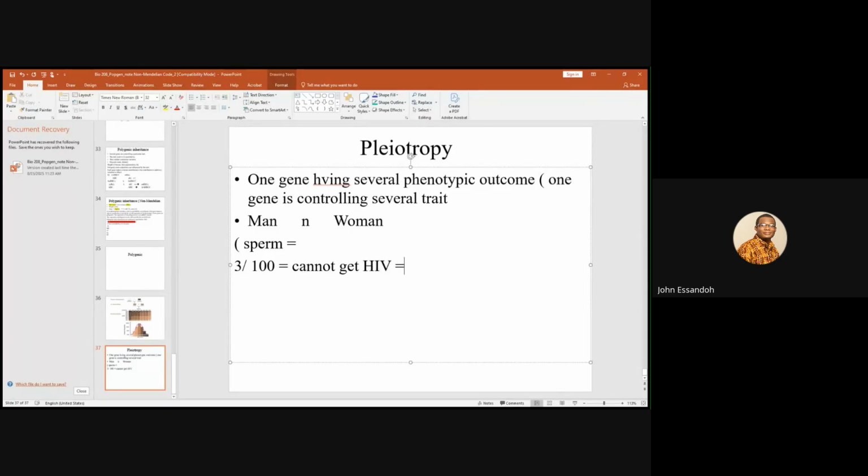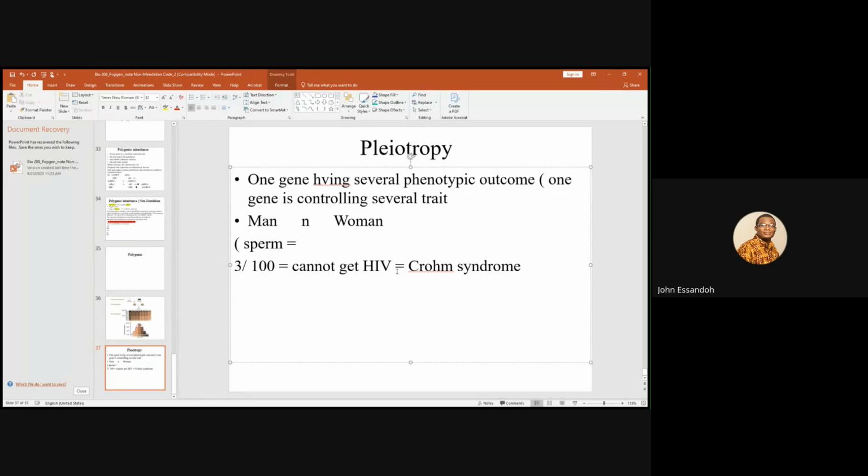There's this genetic disorder, we call it Crohn's syndrome. Crohn's syndrome is such that these people lack a receptor on the surface of the white blood cell, the T lymphocyte. And so because they lack the receptor, they cannot get HIV.